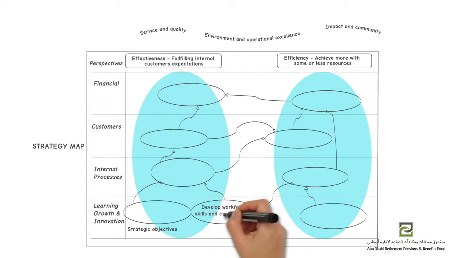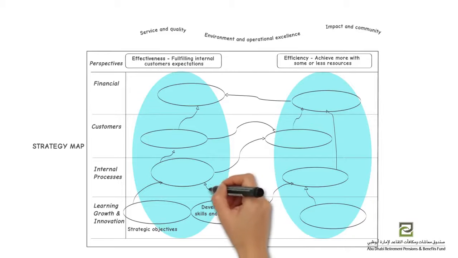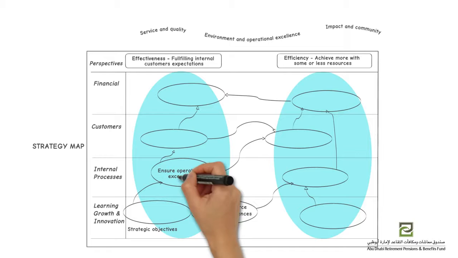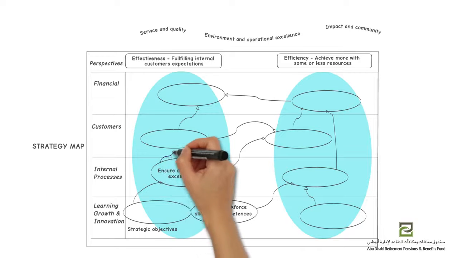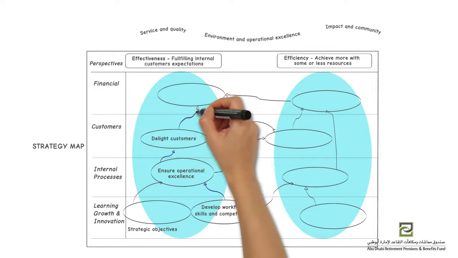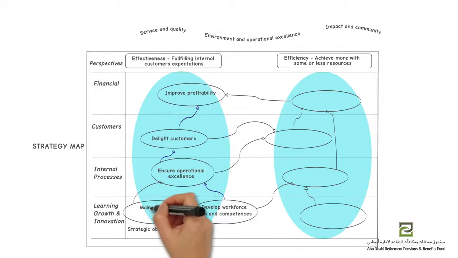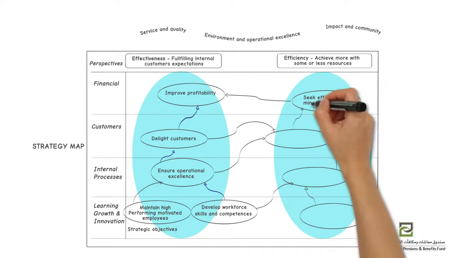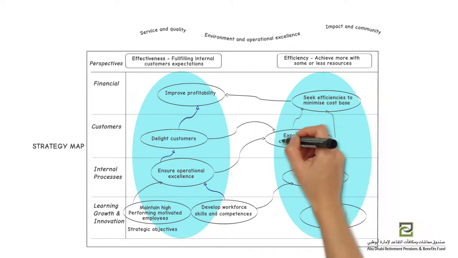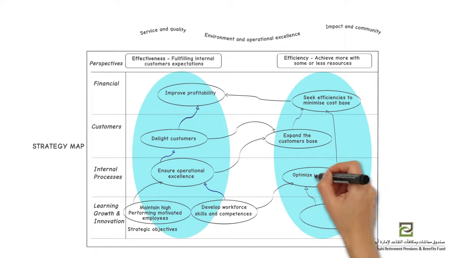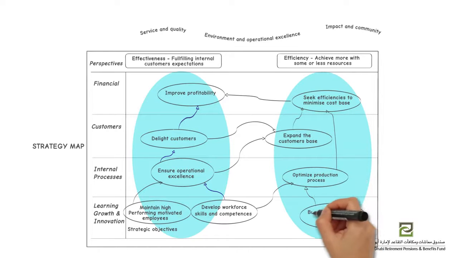Develop workforce skills and competences will influence the achievement of ensure operational excellence, which in turn will have an effect on delight customers, which will influence the improved profitability objective. Such an illustration of objectives in the context of antecedents and consequences creates the right conditions for modeling to be conducted for understanding the strengths of these relationships beyond their initial intuitive mapping.